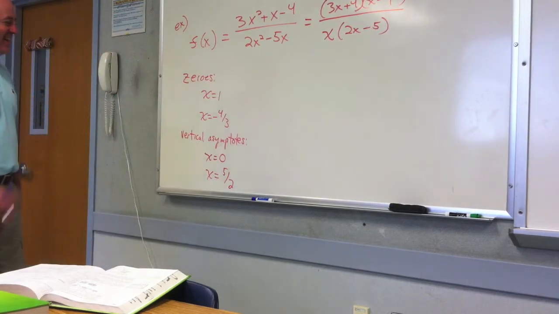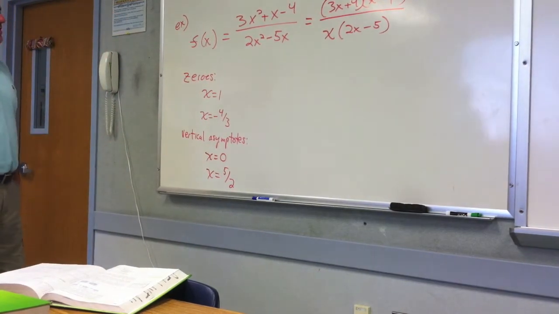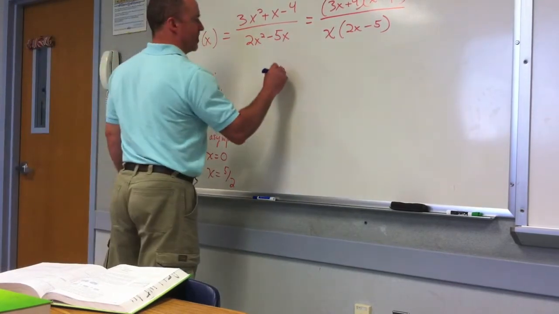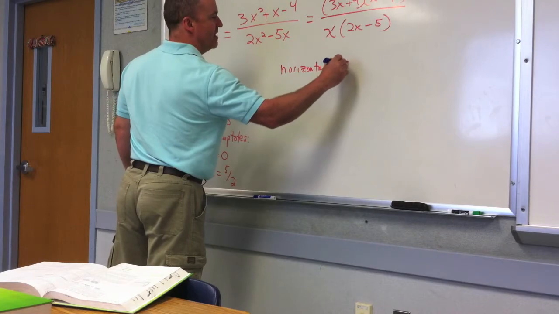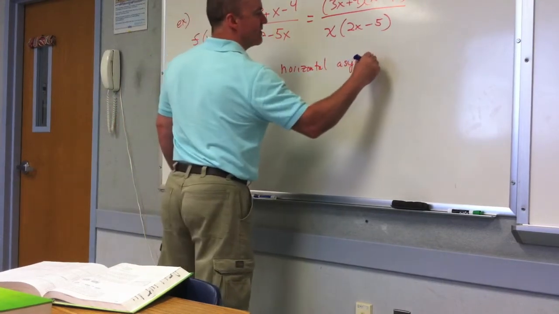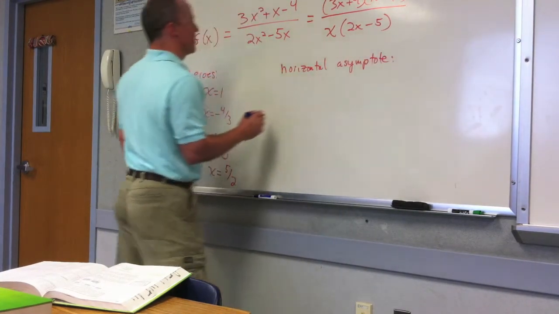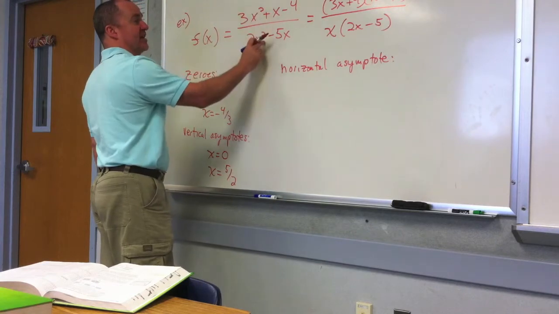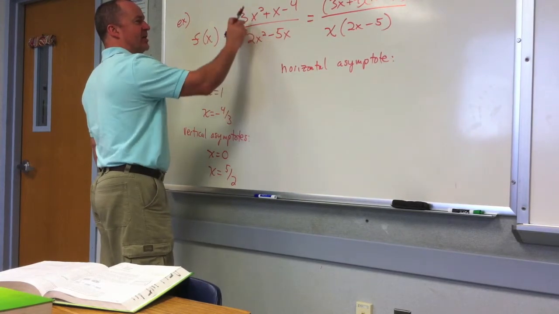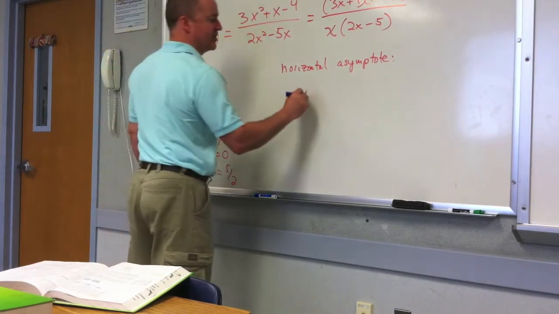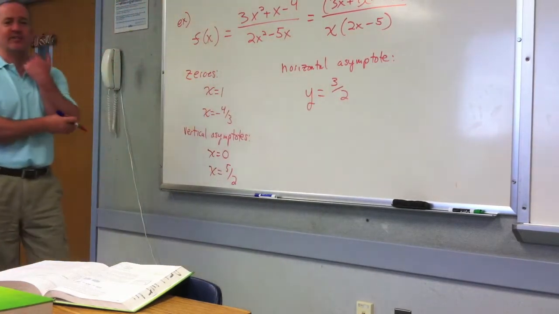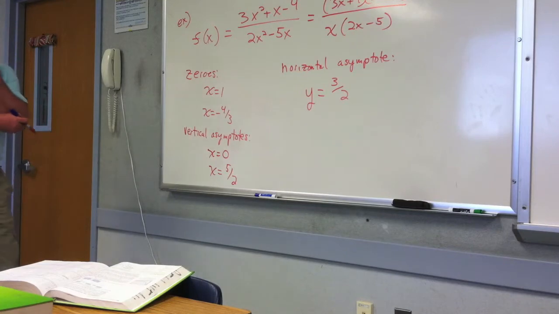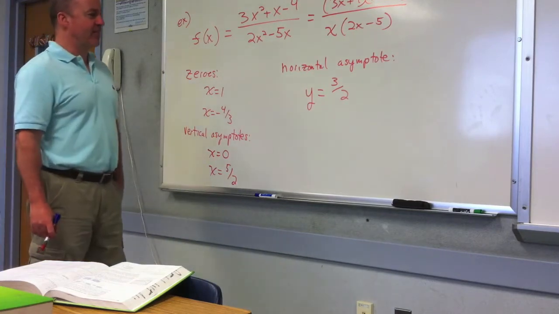Next thing we need to know, horizontal asymptote. Tell me something about the degree, top and bottom. They're the same. The degree is the same top and bottom of the polynomial. The leading coefficients are 3 over 2, so y equals 3 halves is my horizontal asymptote. We'll have to be very good at graphing with fractions on this.